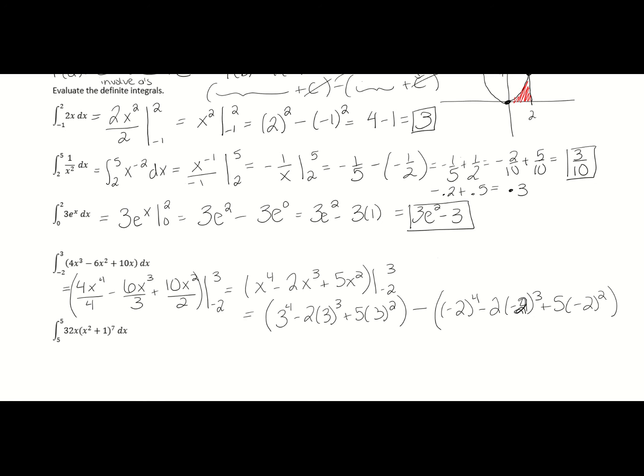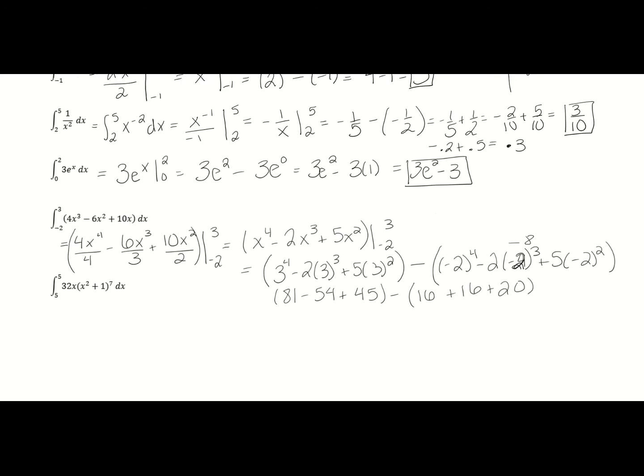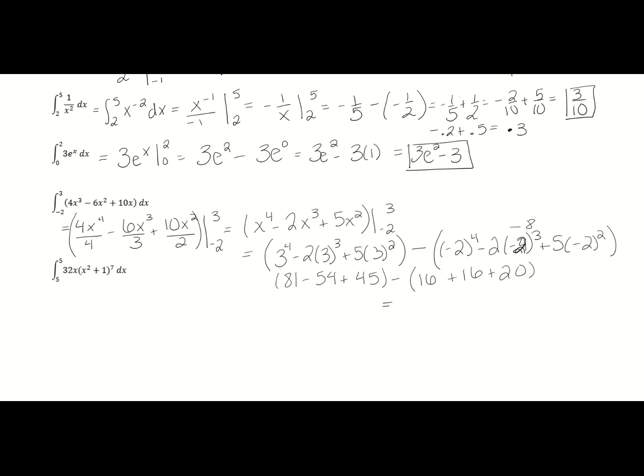And now we need to evaluate all of this. So this is going to give me an 81 minus, 3 cubed is 27, 27 times 2 is 54, plus 3 squared is 9, 9 times 5 is 45. Minus, negative 2 to the 4th will be 16. This will give me negative 8, so this will be a positive 16 again. This is going to be a positive 4 times 5 will be 20. So when we combine all of that, that's going to give us a 72 minus 52, which will give us a final answer of 20.